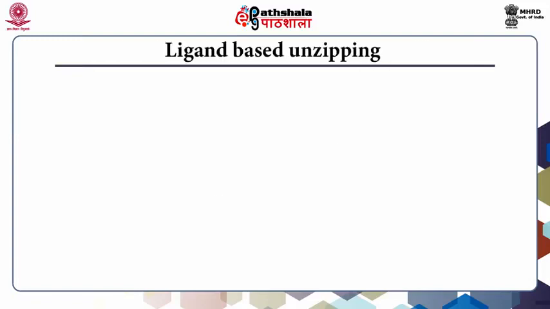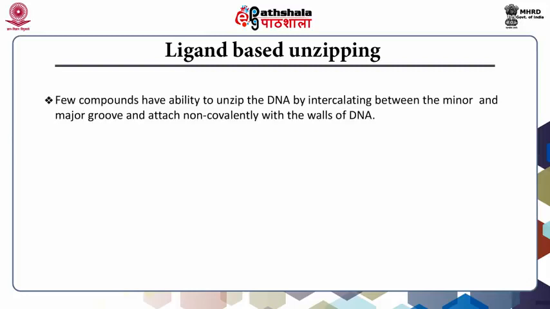Ligand based unzipping, this is the third mechanism. There are certain ligands in the cells which cause unzipping of the DNA. A few compounds have the ability to unzip the DNA by intercalating between the minor and major groove of the DNA. They attach non-covalently with the walls of DNA and then unzip it.